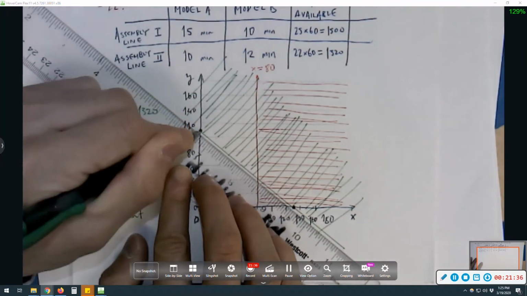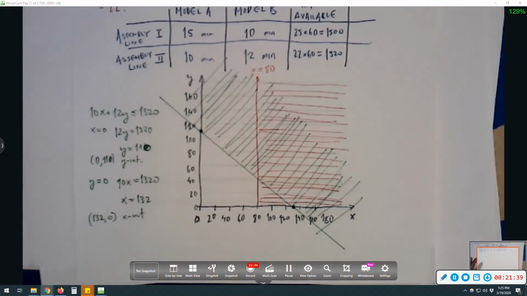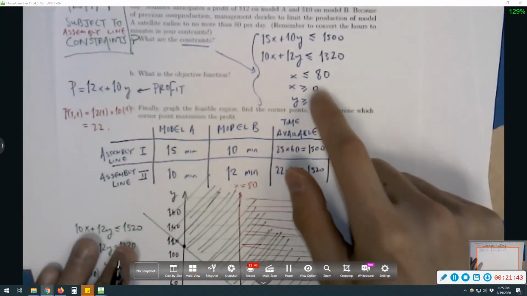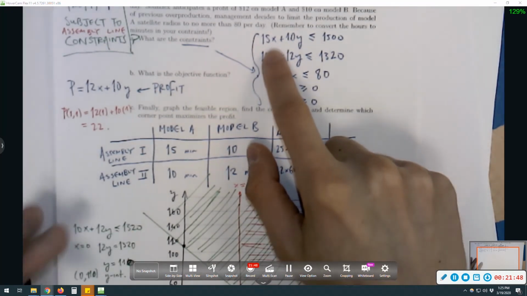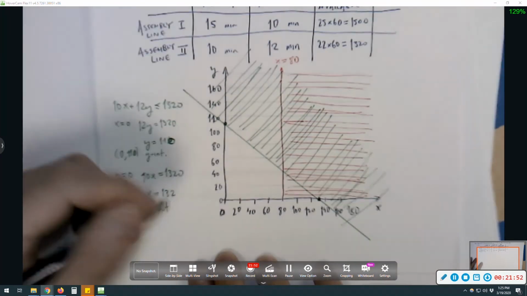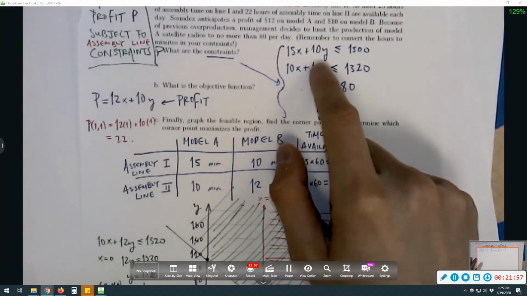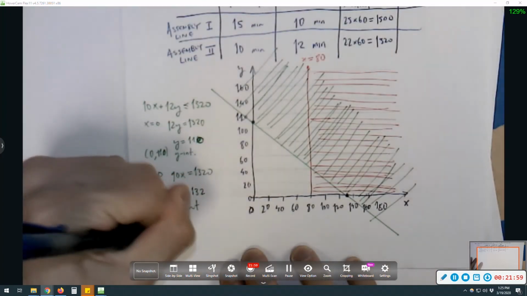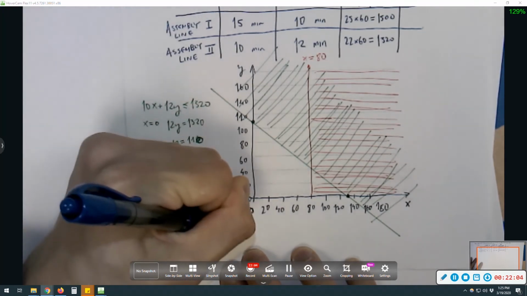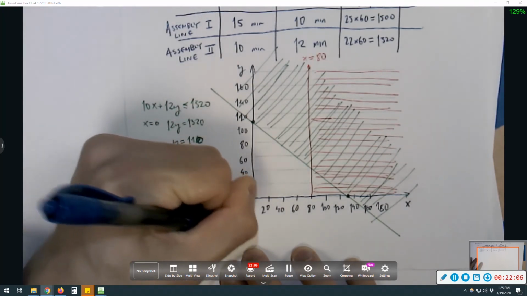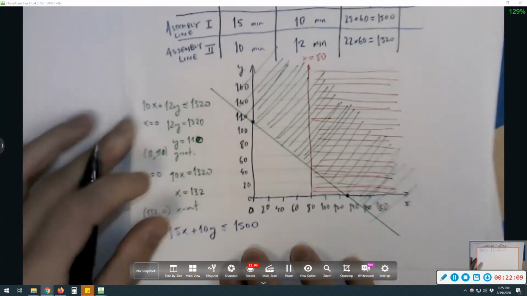Now let's quickly draw the other one, and I'm going to use blue for this one. The other line here is 15x plus 10y is less than or equal to 1500. Sorry, I think I said that wrong at first. We'll quickly write that down, and we can do the same game here.